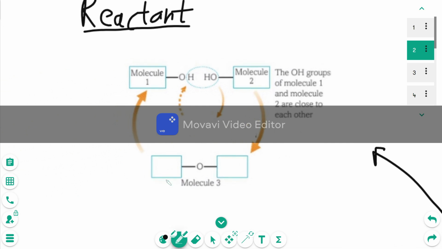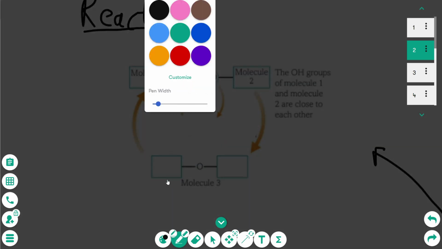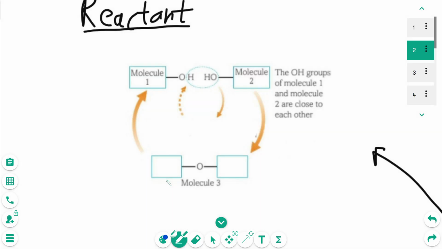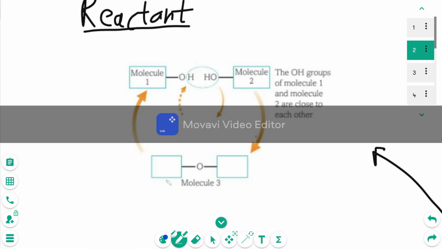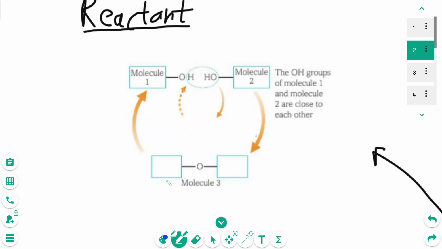So if we zoom into this, we can see why. Here we have two molecules, and both of these molecules have OH groups. What happens is, when these OH groups are close together, these two molecules will join together to form molecule 3. And when that happens, water is released.